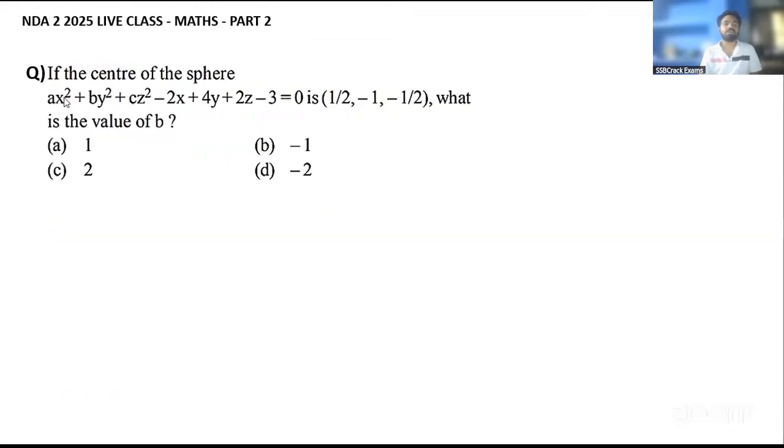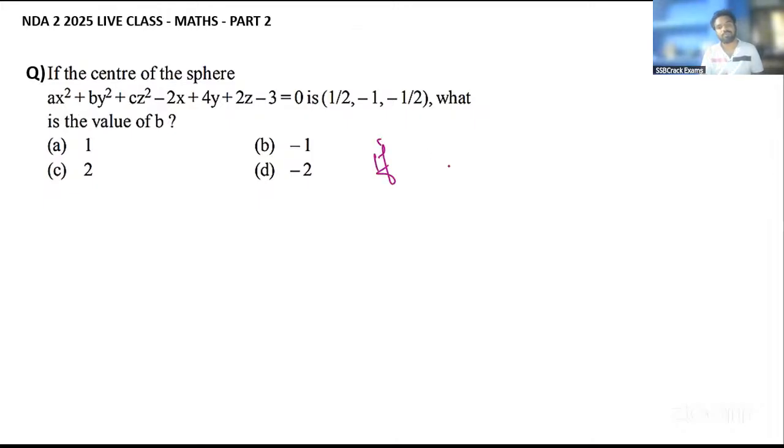The next question is saying that if the center of a sphere is this, then what is the value of B? Okay. So a sphere, you are well aware of the equation of a sphere. So first, what will we do? We will use the general equation of a sphere. If this is a sphere, then one thing you can be sure about is that the coefficients of x square, y square, and z square must be the same. It means that a is equal to b is equal to c.